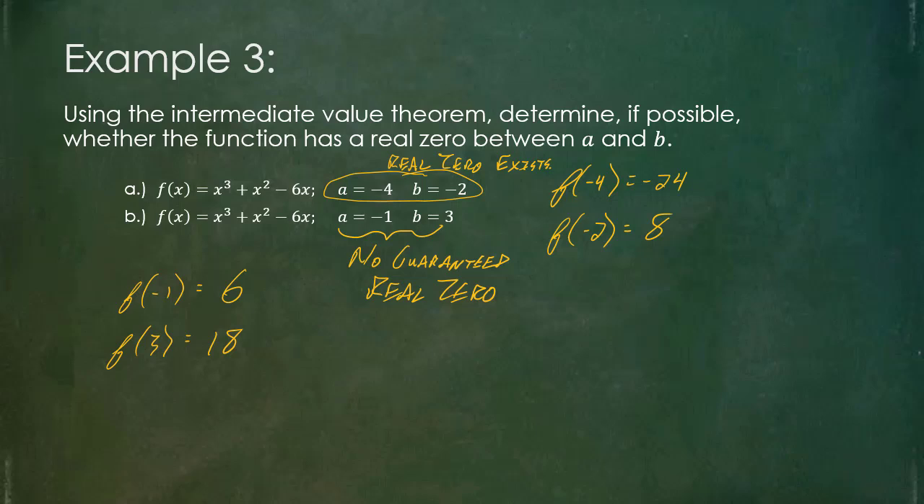So again, the whole point of the intermediate value theorem is just plugging in numbers and looking at the results that I get, and if I have one positive and one negative, it doesn't matter which one is which, as long as I have one of each, then that means somewhere in between those two numbers that you've plugged in, there has to be a real zero.